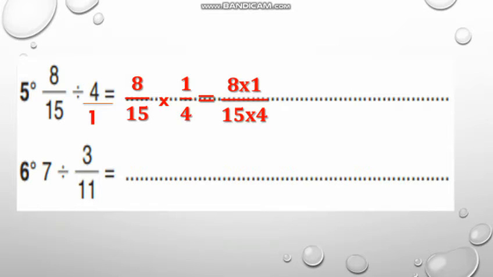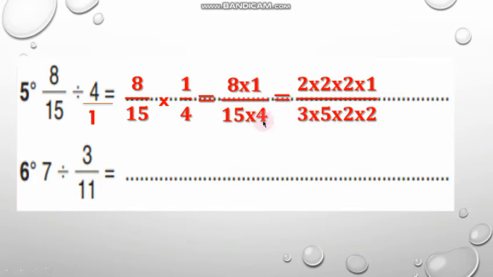Now I can decompose 8 and 4 and 15. So 2 times 2 times 2 instead of 8. 15 is 3 times 5 and 4, sorry, is 2 times 2. Now I can see if I can simplify. Yes, I can simplify by 2 here and 2 here. So I can simplify. Then I write the answer 2 over 15.